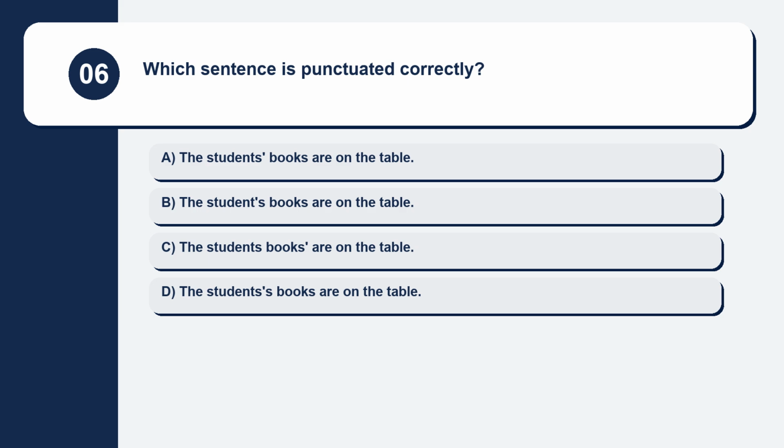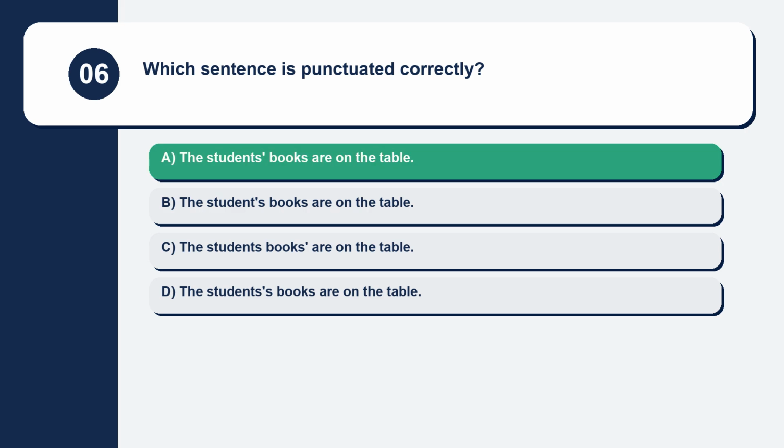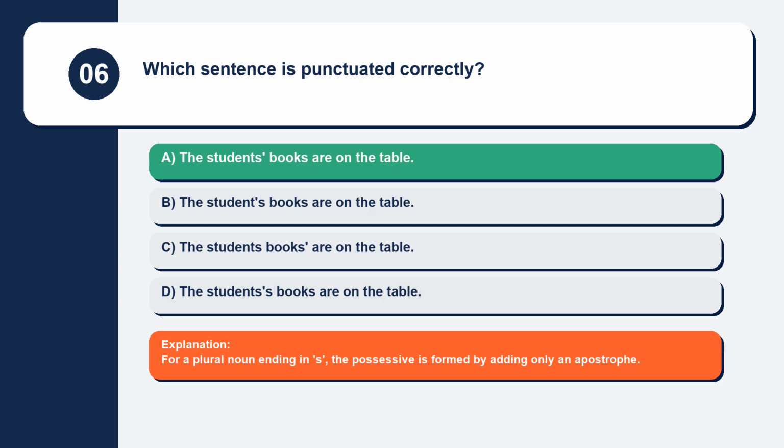Question 6. Which sentence is punctuated correctly? The students' books are on the table. For a plural noun ending in s, the possessive is formed by adding only an apostrophe.